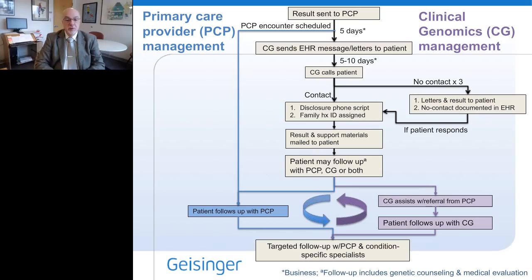We send the result and support materials to the patient, and then we allow the participant to have their follow-up with their primary care provider, with clinical genomics, or with both. And our clinical genomics group assists with any referrals that are necessary, and ultimately, when recommendations are generated, we work with the primary care provider and condition-specific specialists to make sure that the recommendations are clearly communicated to the participant, and then monitor to see whether the recommendations are followed up on. So we want to close that loop and make sure that information is actively worked on.